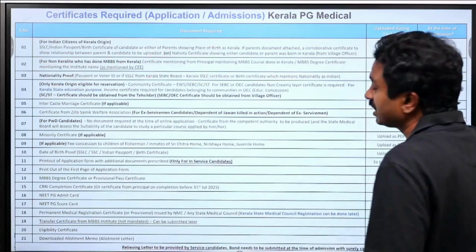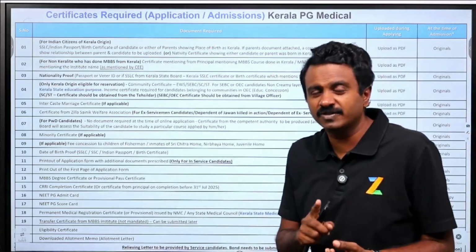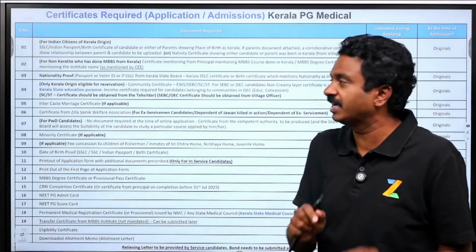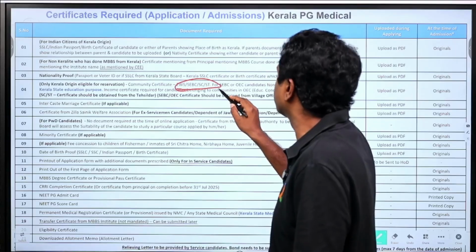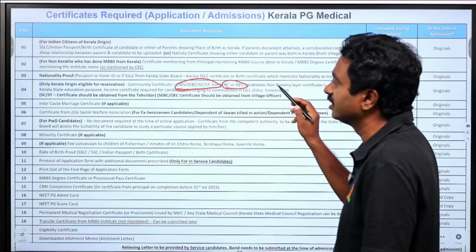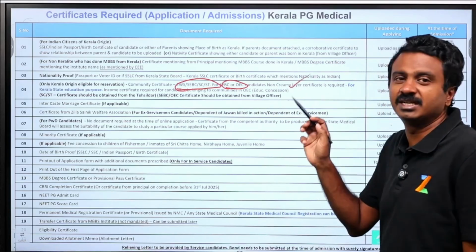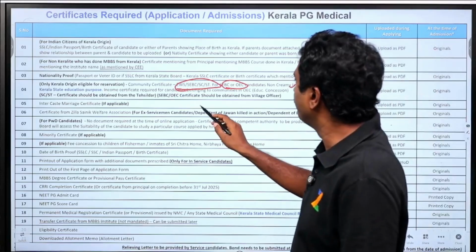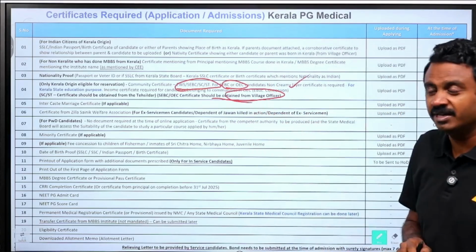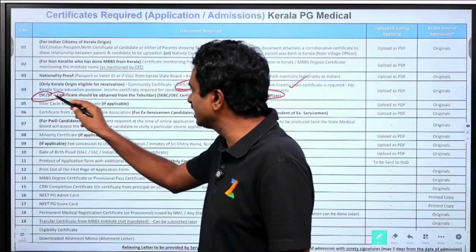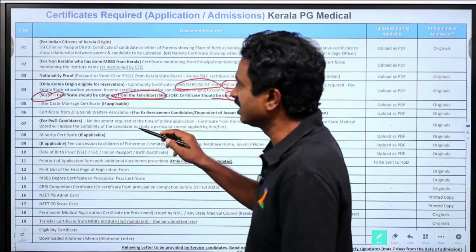They need to submit a community certificate from a village officer or Tahsildar depending upon which certificate it is. For example, if you have an EWS, SCBC, SC, ST certificate, for SCBC or OEC candidates, you need to submit a non-creamy layer certificate taken from the village officer. Clear? EWS also is taken from the village officer. For SC, ST candidates, certificates should be obtained from the Tahsildar's office.